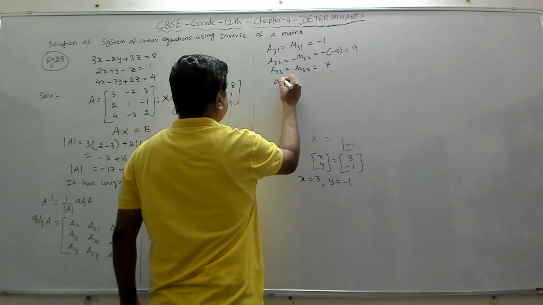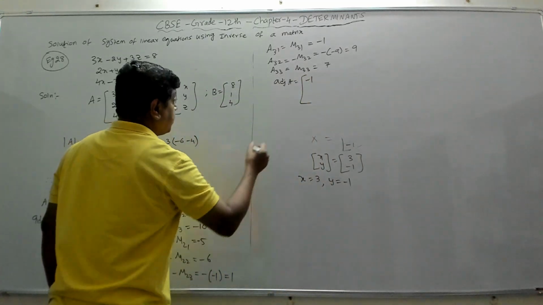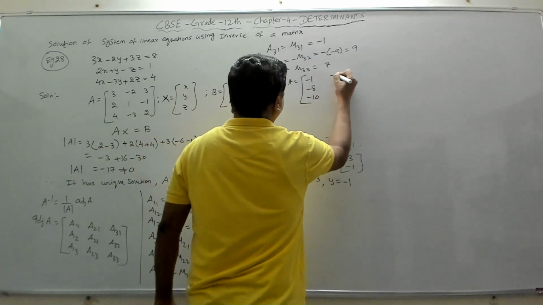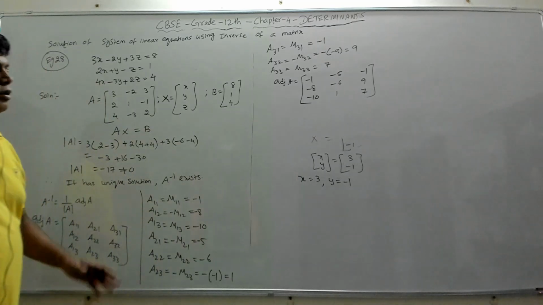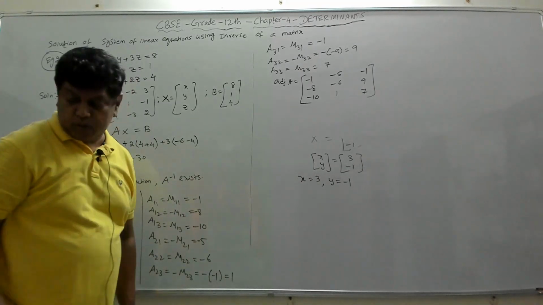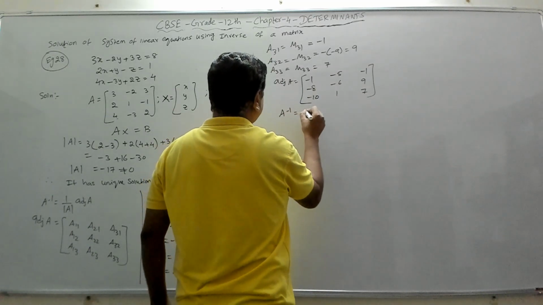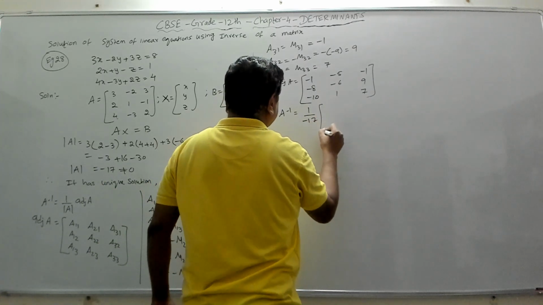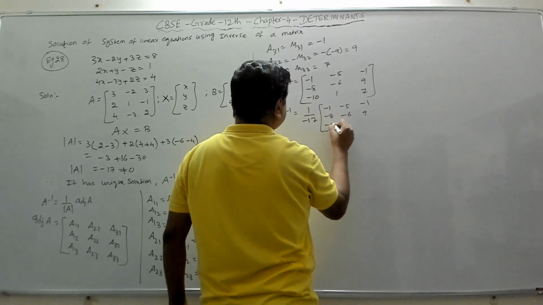So your adjoint of A becomes A11, which is minus 1, minus 8, minus 10, minus 5, minus 6, 1, minus 1, 9, 7. So that is your adjoint of A matrix. Is it clear? Now let's find what our A inverse is. A inverse equals 1 by minus 17 into adjoint of A. Adjoint of A is this: minus 1, minus 5, minus 1, minus 8, minus 6, 9, minus 10, 1, 7.